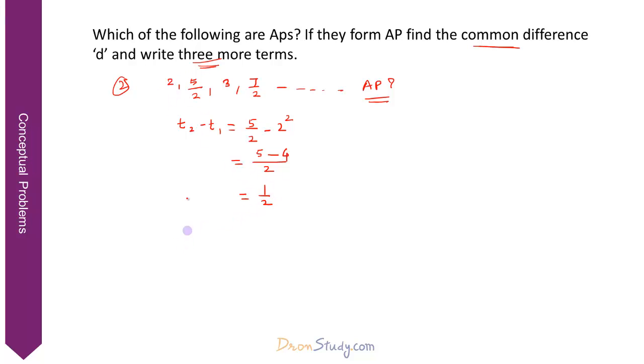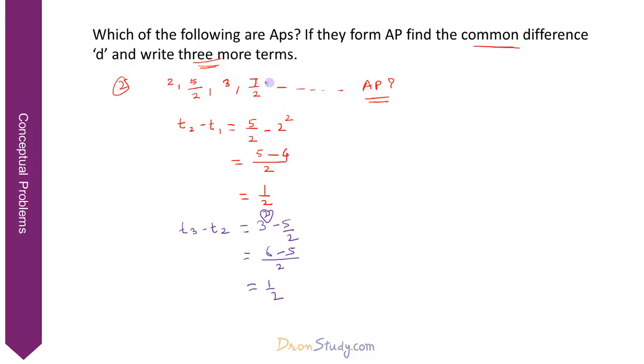Now we will take the next one, T3 minus T2, which is equal to 3 minus 5 by 2. This is T3, this is T2. Here again the LCM will be 2, so we will multiply by 2. So 2 3s are 6, 6 minus 5, that is equal to 1 by 2.